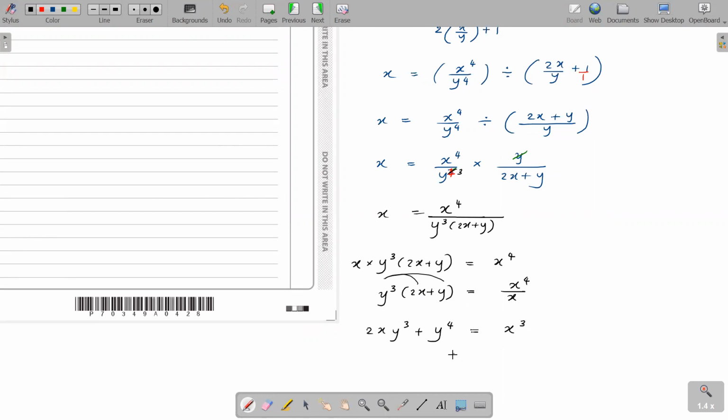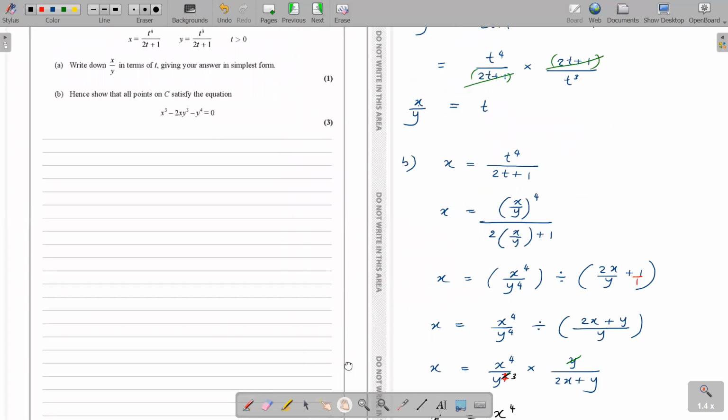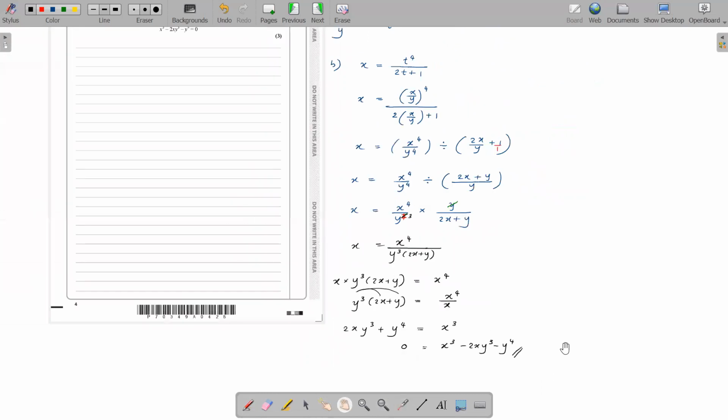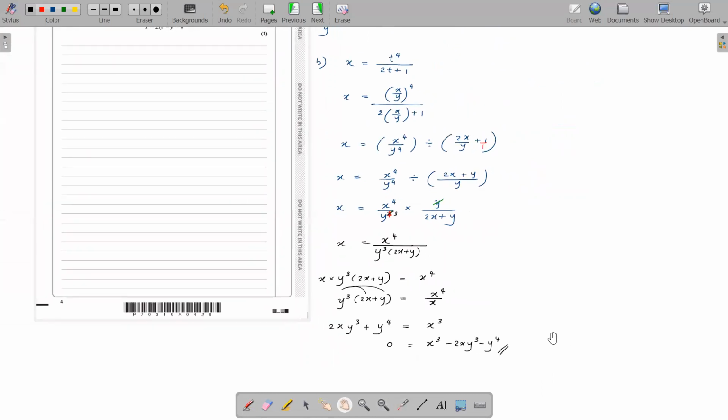Is this okay? Take everything to the other side. We need to show that x cube minus 2x y cube minus y to the power 4. Yeah, so this is our show that. So make sure you show all the relevant steps and the working because it's a show that.